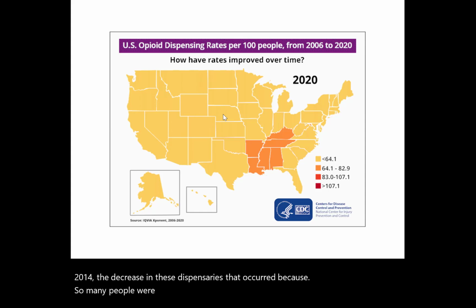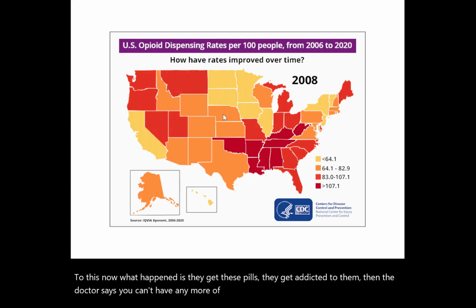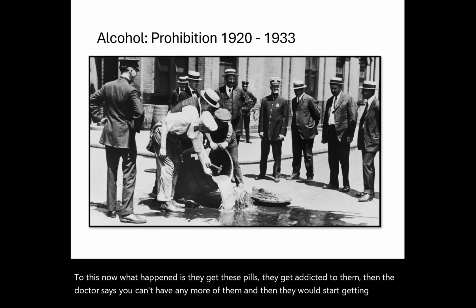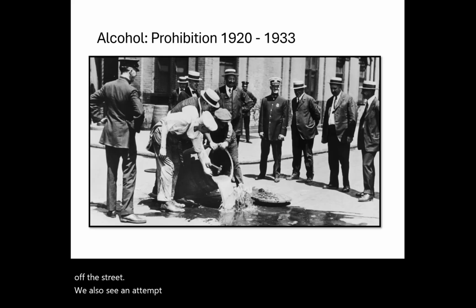Now, what happened is they get these pills, they get addicted to them, then the doctor says you can't have any more of them, and then they would start getting heroin off the street. We also see an attempt like in alcohol prohibition, 1920, 1933. This is where it was illegal to have alcohol.